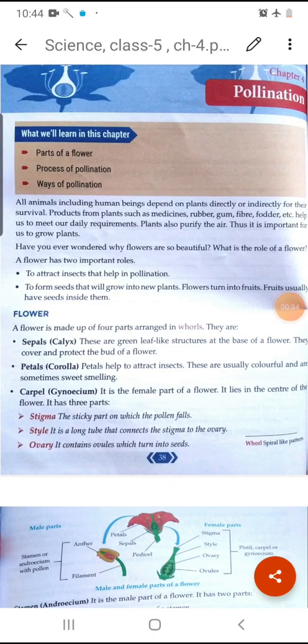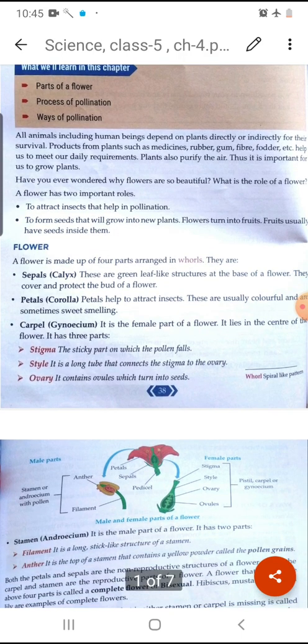Okay, so the seeds are present inside the fruits, and when the fruits burst, the seed will fall in the soil, and from that seed one new plant will grow. Okay, so now you can see the diagram, that is actually the dissection of a flower.